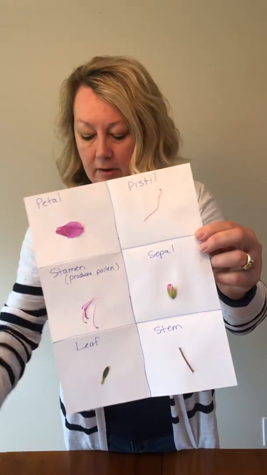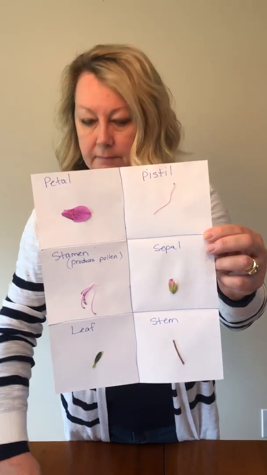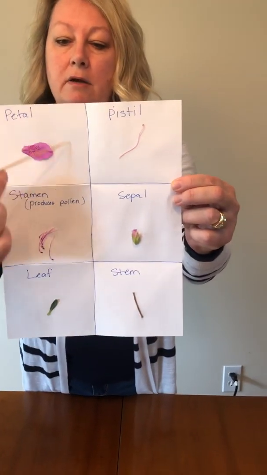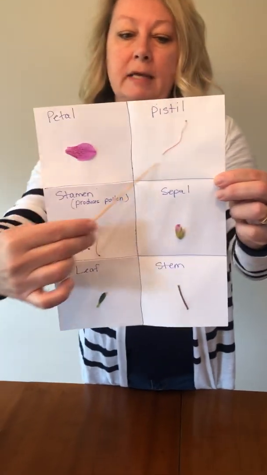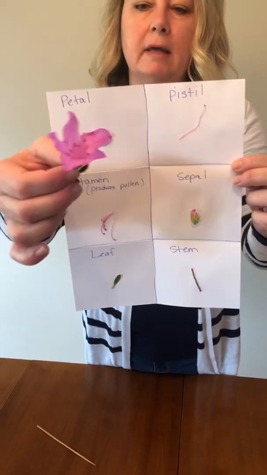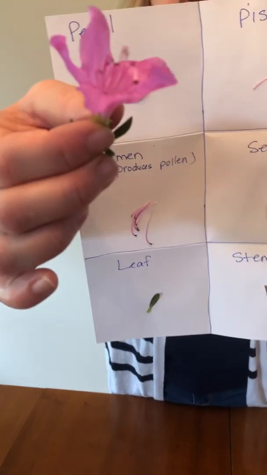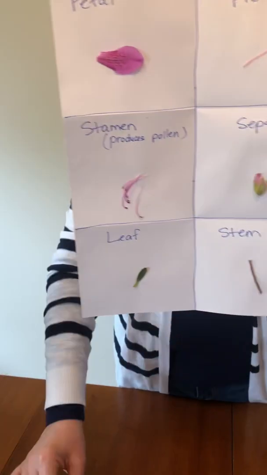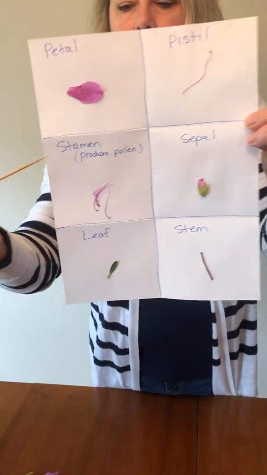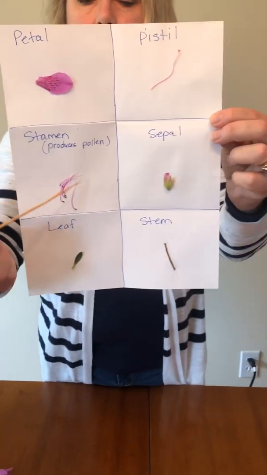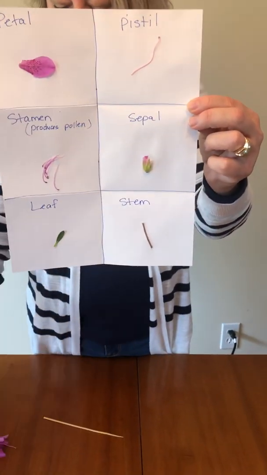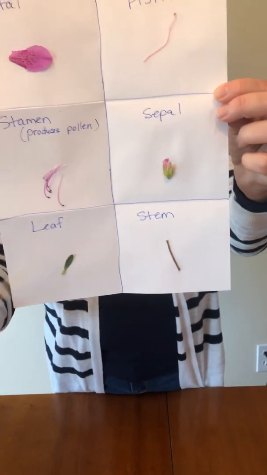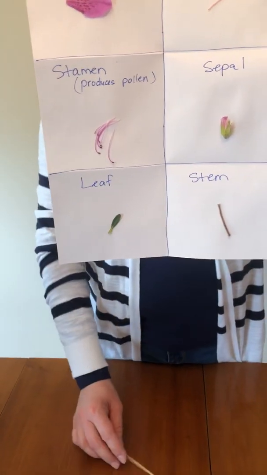I pulled my flower apart into the different parts that we talked about. So this is going to be your petal. This is your pistil. It's that long, thin, the longest part of the flower that you see. And then the other little parts in the center of the flower, those are the sepal. Or I'm sorry, those are the stamen. Those are the part that produce pollen. And then the part that we showed you down here that holds the flower together, those are the sepal. And then we have the leaf and the stem of the flower.